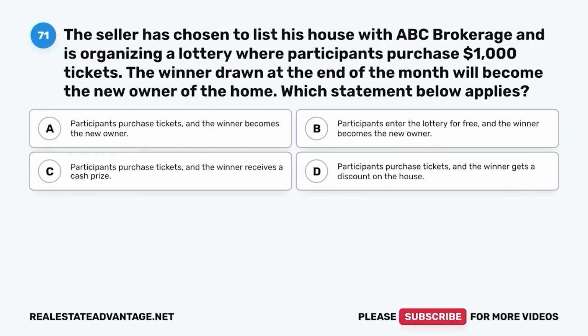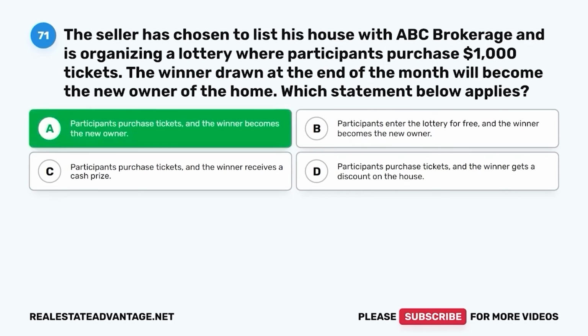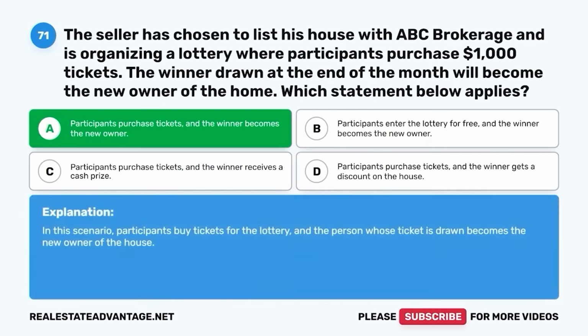A. Participants purchase tickets, and the winner becomes the new owner. B. Participants enter the lottery for free, and the winner becomes the new owner. C. Participants purchase tickets, and the winner receives a cash prize. D. Participants purchase tickets, and the winner gets a discount on the house. The correct answer is A. Participants purchase tickets, and the winner becomes the new owner. In this scenario, participants buy tickets for the lottery, and the person whose ticket is drawn becomes the new owner of the house.